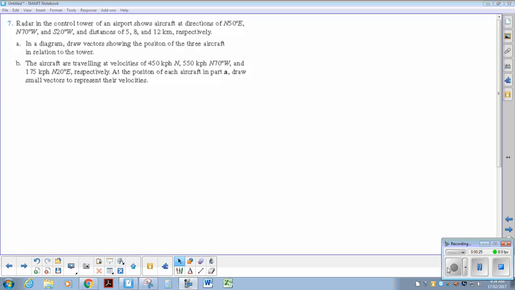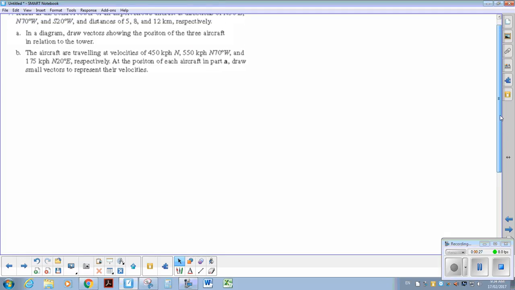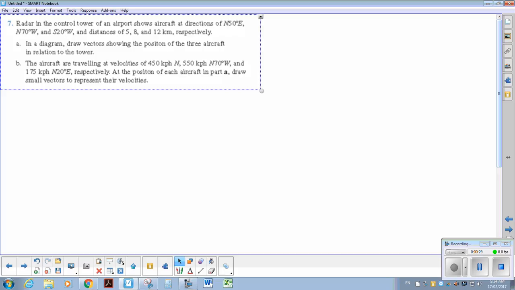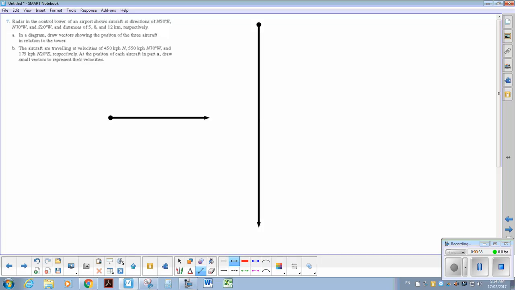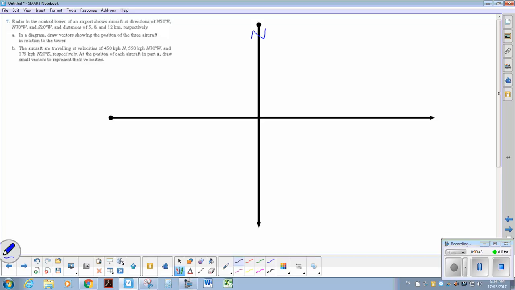to the tower. So I'm going to draw a relatively large grid here, and I'm just going to shrink that down so I have a little bit more space. Well, not really a grid. I'm going to draw a larger XY axis here, and I'm going to have that as my north, east, south, and west. So I'm going to put the radar control tower at the origin. All right. So everything's going to be referenced from my origin.